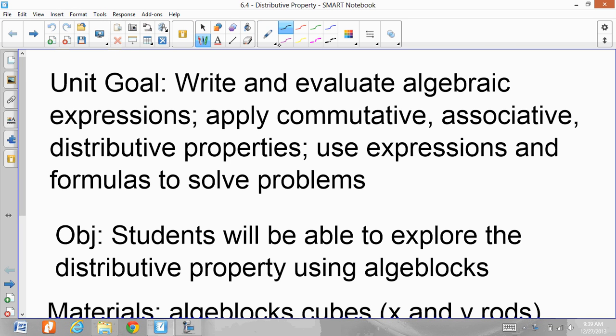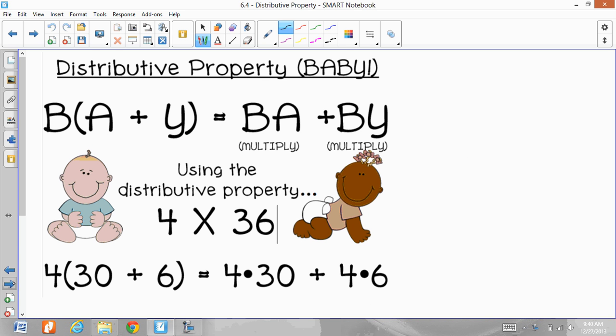Make sure in your notebook you are writing 6.4 distributive property, and this property is the most important one, and you will find many questions on your FCAT from the distributive property. So write this down, copy this picture.